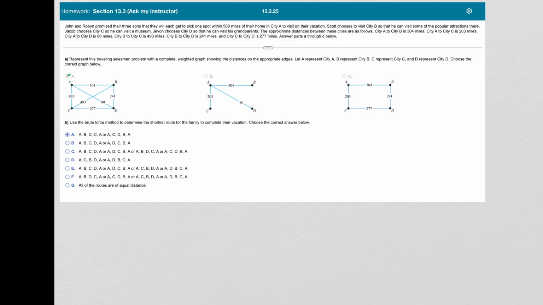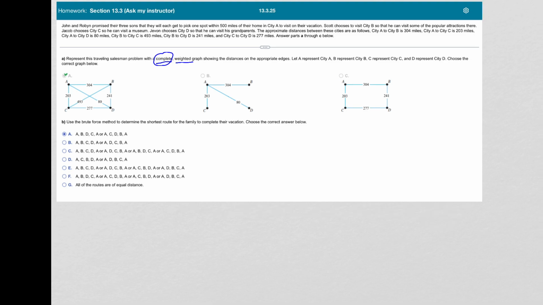So in part A, it says to represent this traveling salesman problem with a complete weighted graph. The complete part means that there is an edge between every pair of vertices. So the only possible choice is A here. Now the weighted part is that there is a number attached to every edge. So that is our complete weighted graph in part A, and we're going to use that to answer part B.